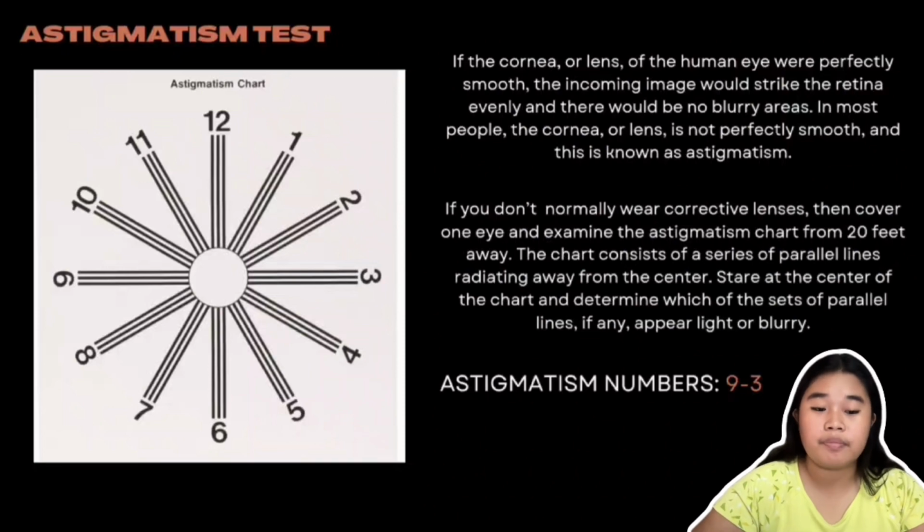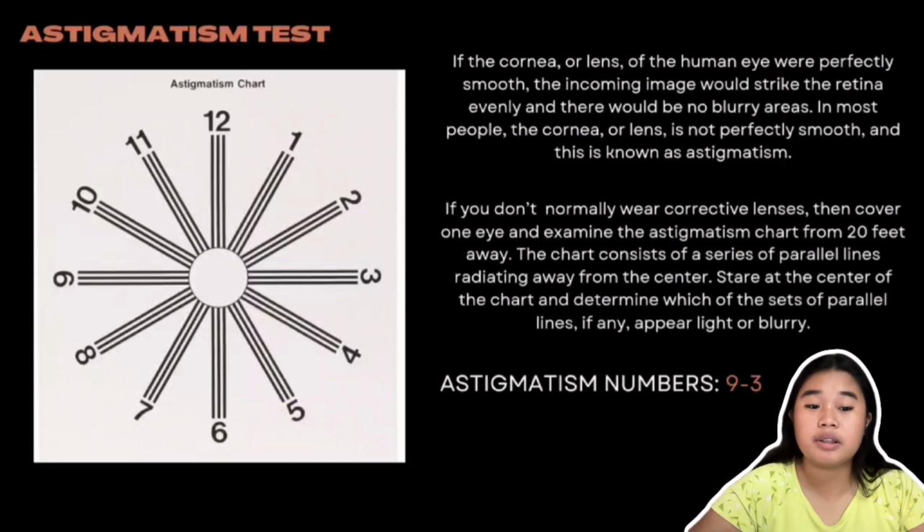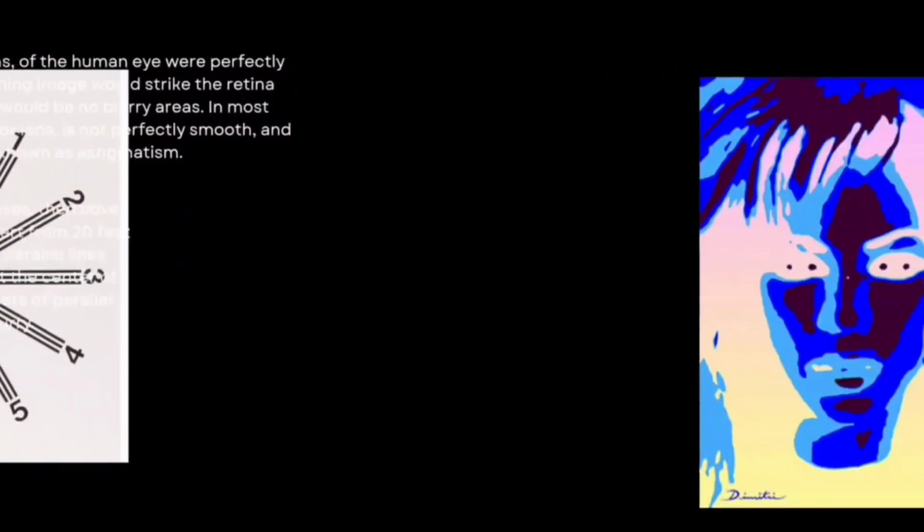have astigmatism. If the vertical lines look sharper, then you have with-the-rule astigmatism. If the horizontal lines pop out, then you have against-the-rule astigmatism. For us, my lab partner had against-the-rule astigmatism because, according to her, she can see the horizontal line pops out at the 9 to 3 astigmatism number, indicating that she had against-the-rule astigmatism.